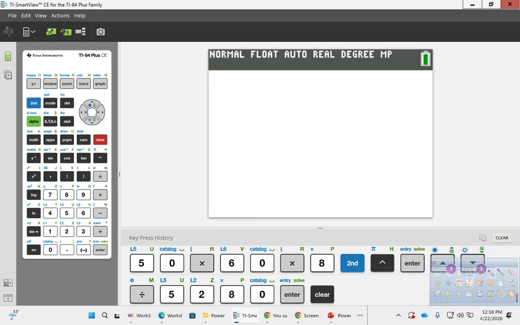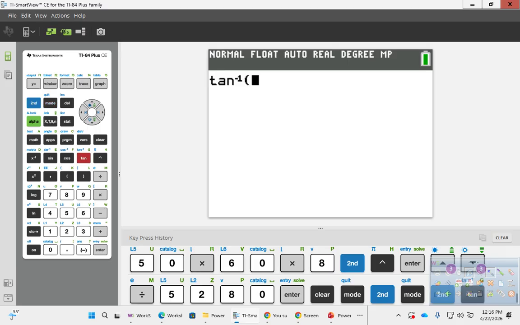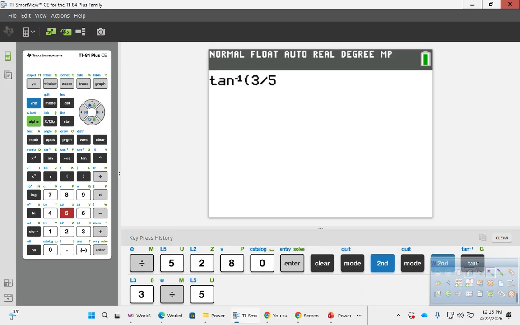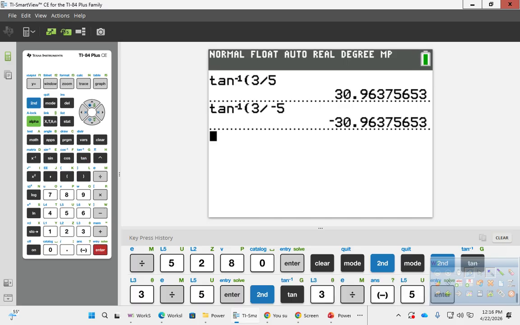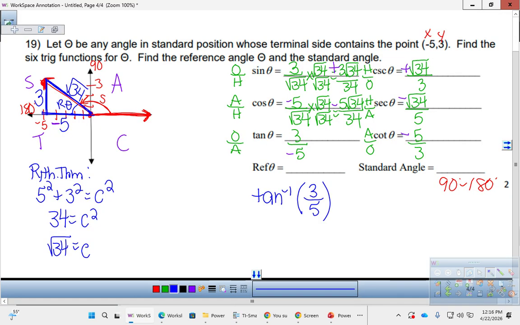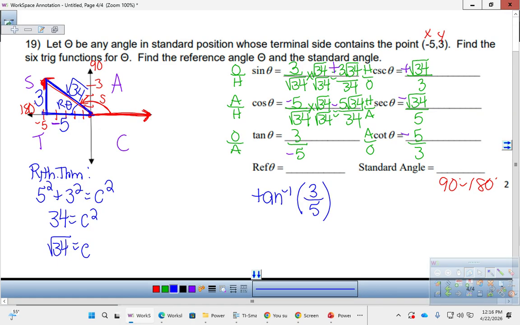So I'm going to do the tangent inverse of 3/5. Make sure your calculator is in degree mode before you do it. So tangent inverse of 3/5. This is my reference angle. If I do the tangent inverse of 3 over negative 5, I get the same angle, it's just negative. Reference angles aren't negative. So we're going to use the absolute value of the side lengths. So my reference angle is 30, and we'll round it to 2 decimal places, 30.96 degrees.